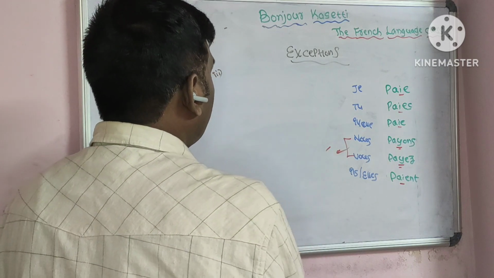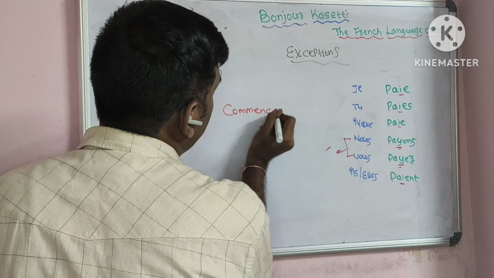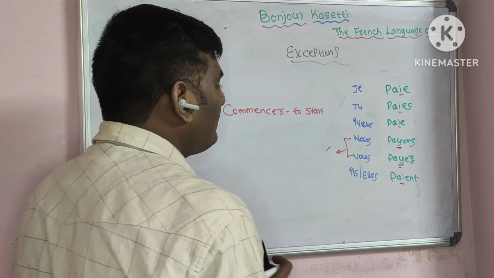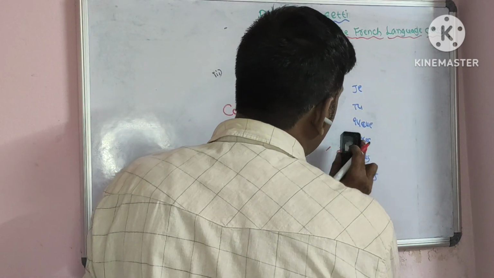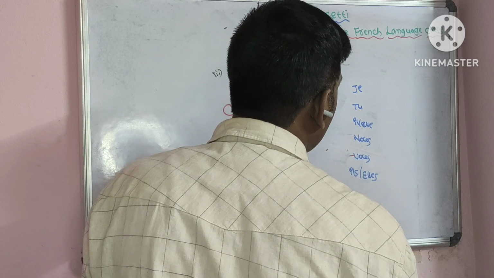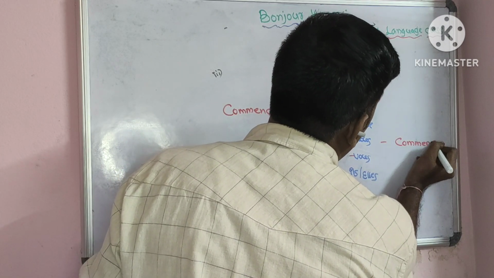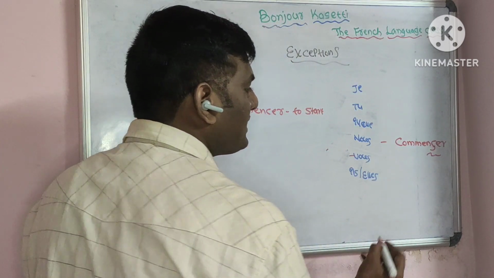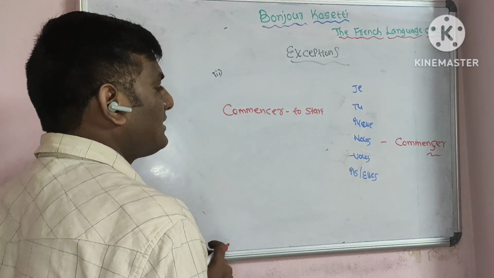And for one more verb, commencer. Commencer means to start. For this verb also, only for nous we add a cédille on the c, like this: commençons. For making a good pronunciation we use the cédille. This is the exception for commencer.